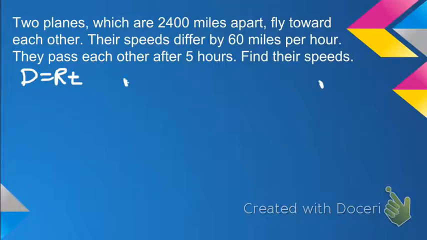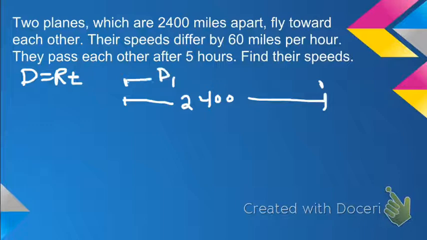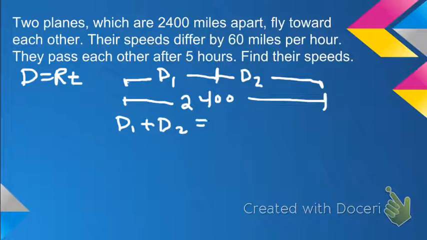Their distance between them is 2,400 miles. We don't know the distance that they each traveled individually, so let's call the distance of one plane on the left d1 and the distance of another plane on the right d2. So the first thing I notice is that the distances of the two planes combined, d1 plus d2, after 5 hours, because that's what it says in the question, is going to be 2,400.